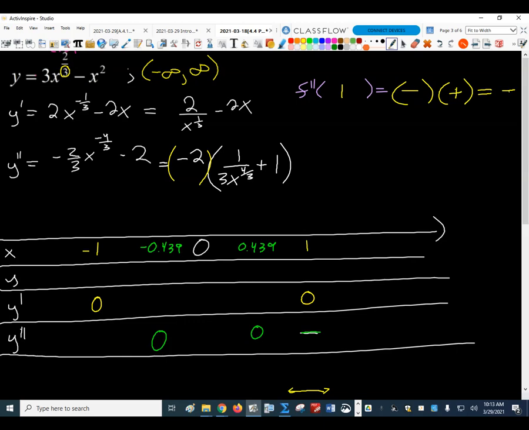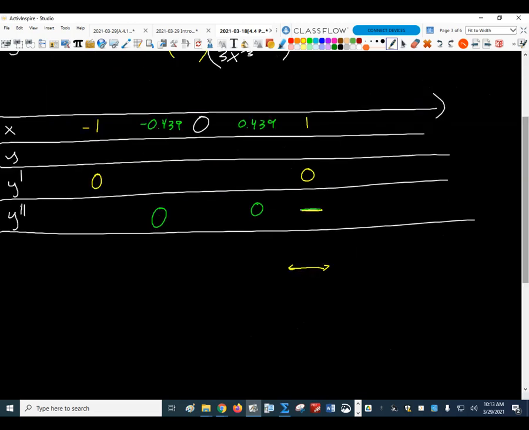So negative times positive is negative. I get a negative second derivative. A 0 first derivative just means horizontal tangent, right? So negative second derivative means concave down, right? So then we know it's a maximum. If the second derivative is negative, the function's sad, so it's frowning, and so it's a max.